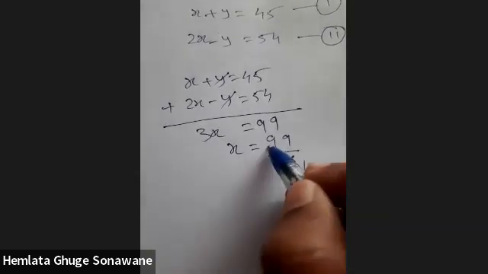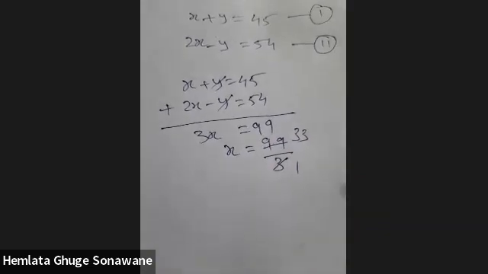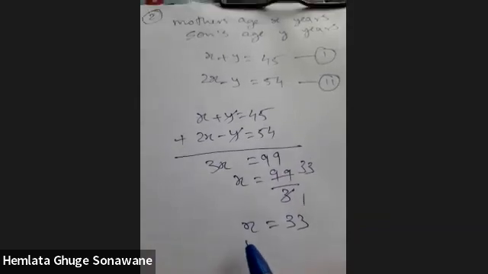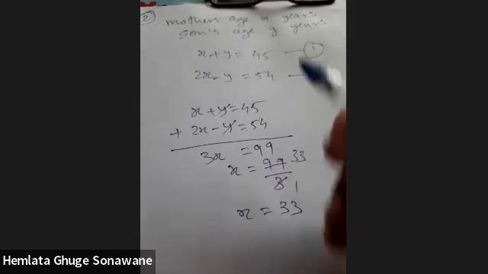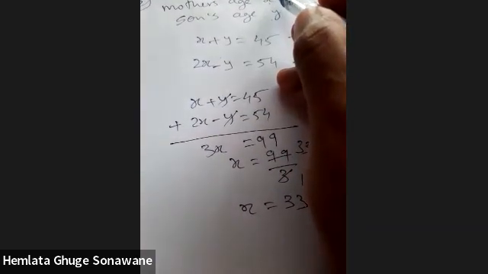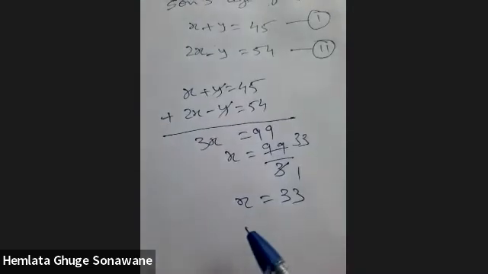3 1s are 3, 3 3s are 9 and 3 3s are 9. So x is equal to 33. We have got the value of x as 33. That is considered as mother's age. Okay, now we have to find out the son's age.